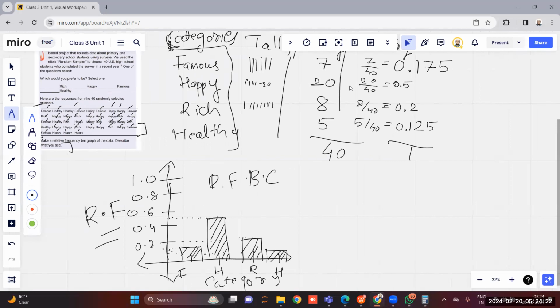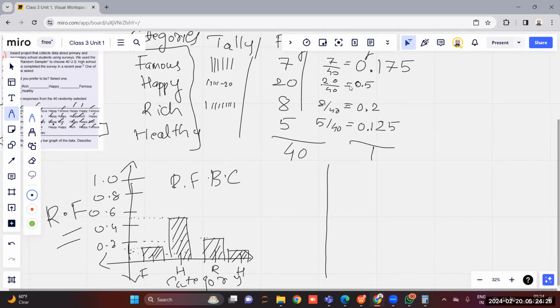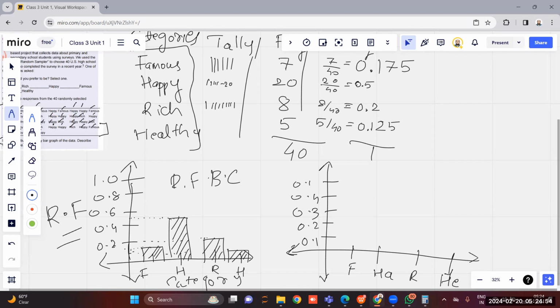Once more, I'll draw it with a 0.1 scale. I'll show you what is the meaning of setting different scales. Here is famous, here is happy, rich, and healthy. I'll set the scale as 0.1: 0.1, 0.2, 0.3, 0.4, 0.5, 0.6. I had to go till 1, but I'll stop here. You can go till 1, not a problem.